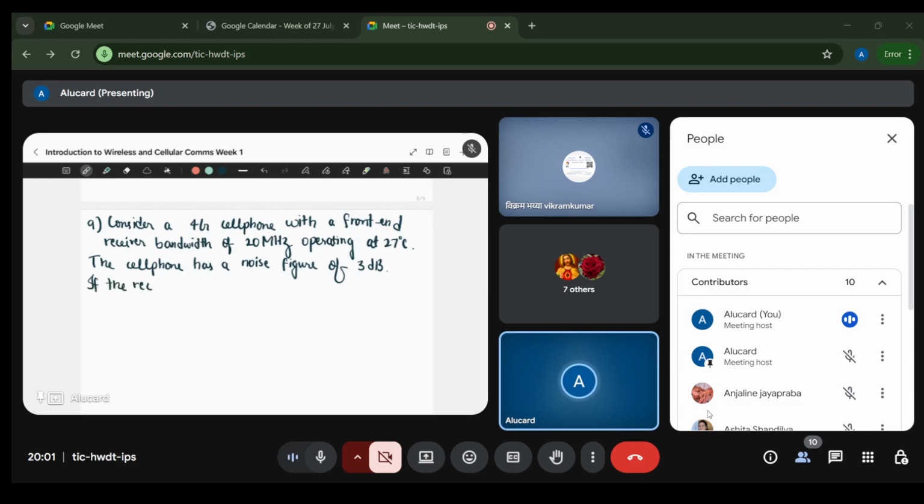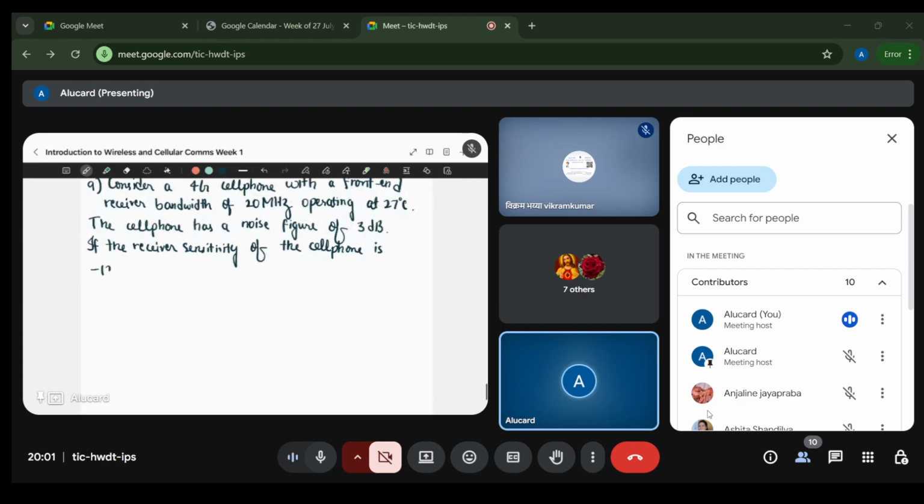If the receiver sensitivity of the cell phone is minus 125 dB watts, what is the minimum SNR required to detect the signal? Quite similar to one of the examples that was done in class.